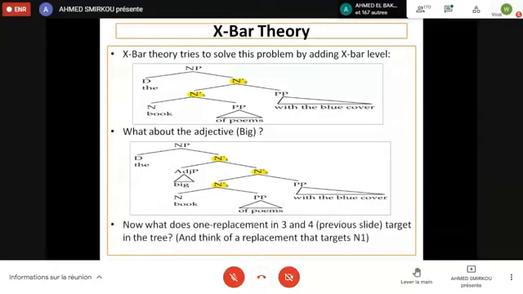So now, mute your mic, please. Now, what does one replacement in three and four previous? We answered this question.